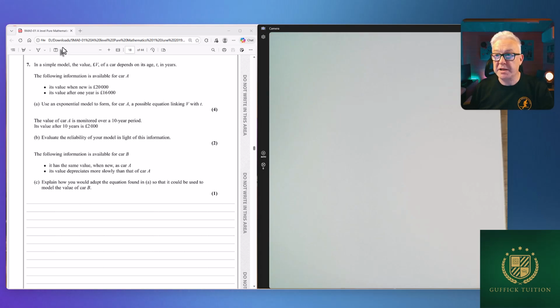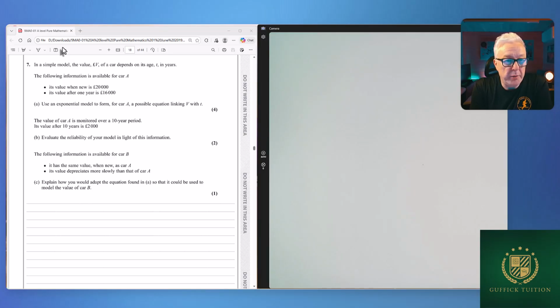Hello everyone, we've got an exponential modelling question here. Let's have a look at this one. It says, in a simple model, the value V of a car depends on its age t in years. The following information is available for car A. Its value when new is 20,000. Its value after 1 year is 16,000. Use an exponential model to form, for car A, a possible equation linking V with t, 4 marks.